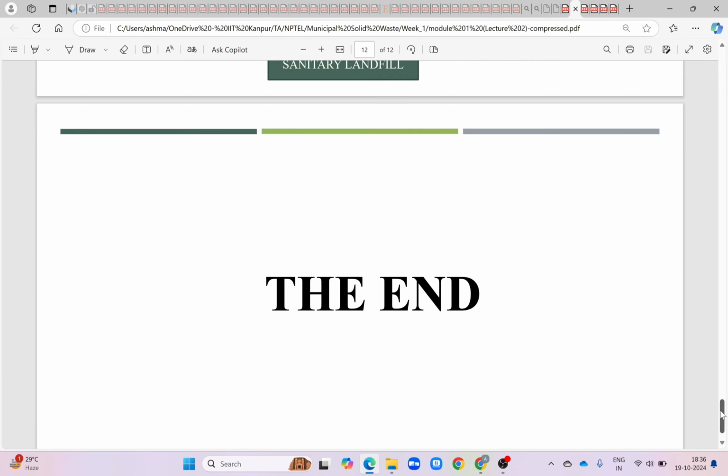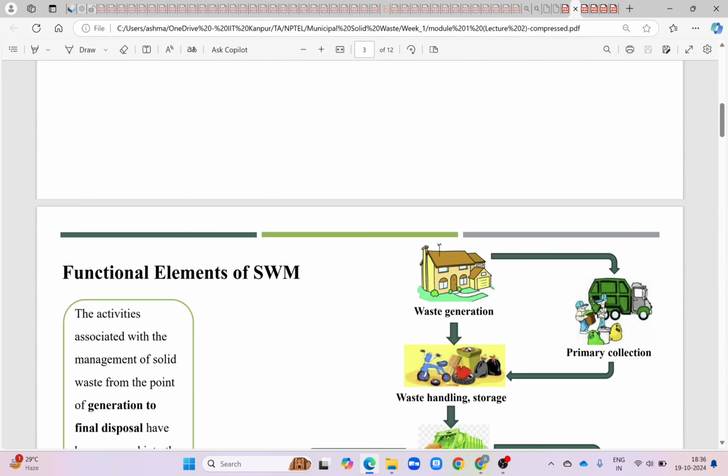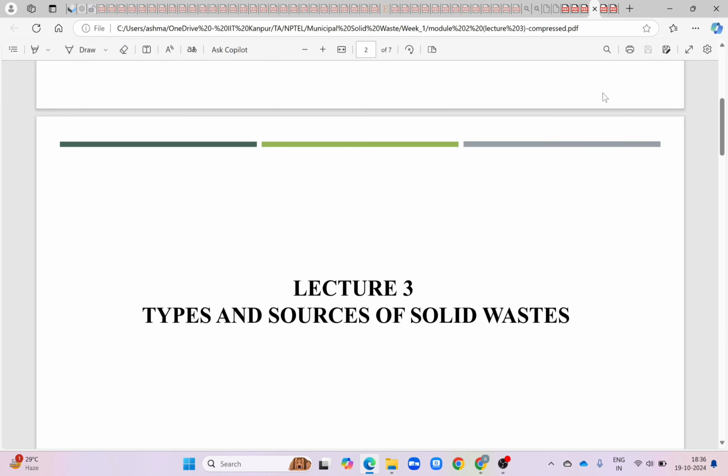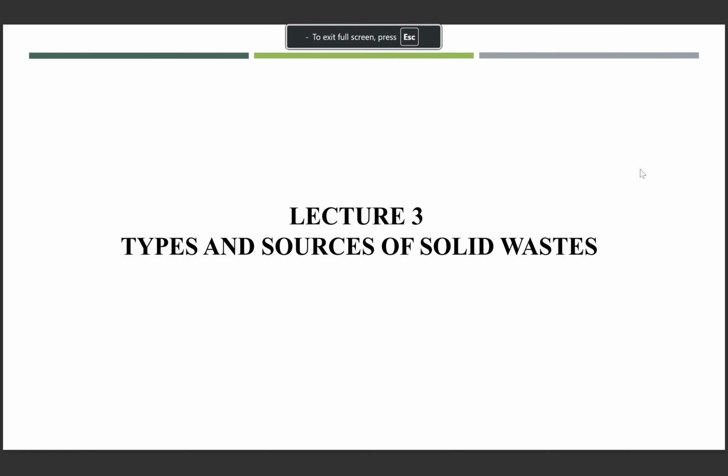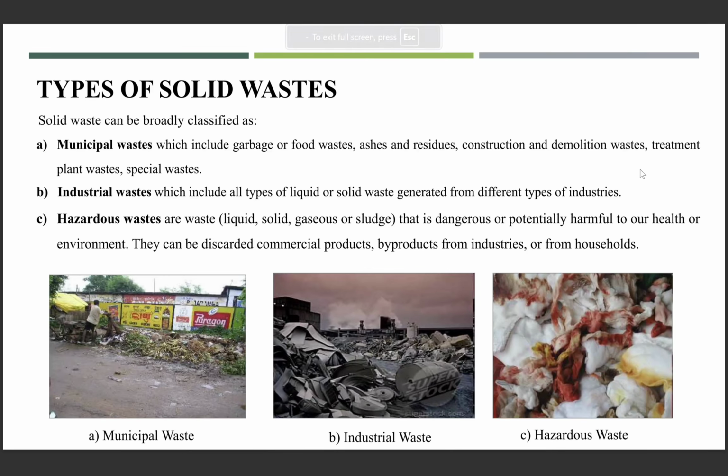So let's move to the next level. Next is the types and sources of solid waste. Solid waste can be categorized into three: municipal solid waste, industrial waste, and hazardous waste. The waste which comes from households is municipal solid waste. This overall course was about municipal solid waste management. The waste from industries is the industrial waste, and waste like sanitary napkins, bandages, or batteries comes under hazardous waste.